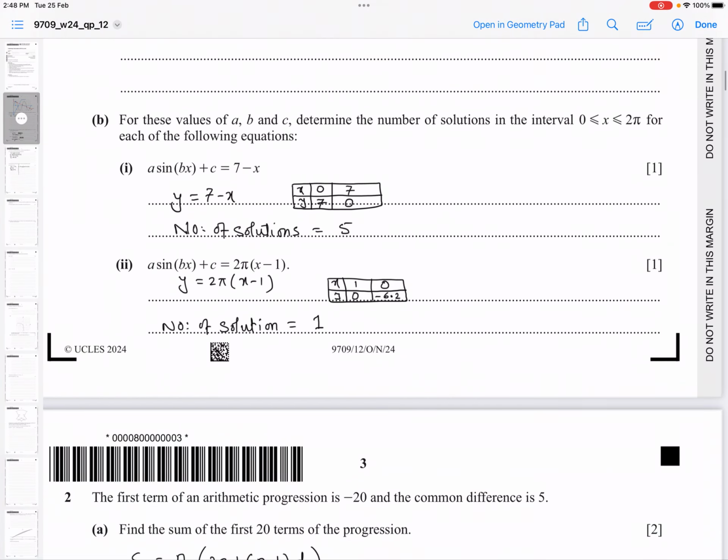In the next part B, for these values of a, b and c, determine the number of solutions in the interval from 0 to 2 pi for each of the following equations. First, a sin(bx) plus c equals 7 minus x. I can write y equals 7 minus x, which is a straight line, so we just have to plot 2 points. If I put x as 0, I get y as 7, and if I put 7 in x, I get y as 0. So x is 0, y is 7.